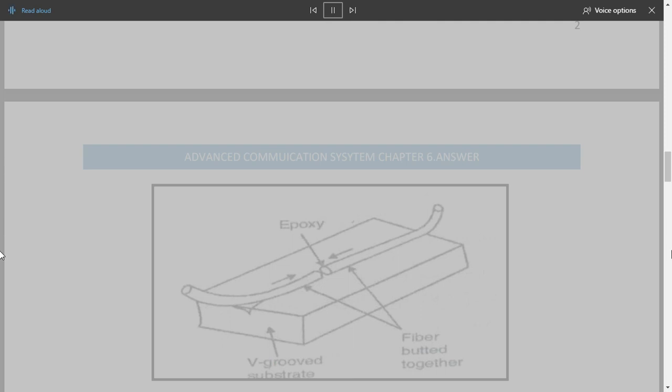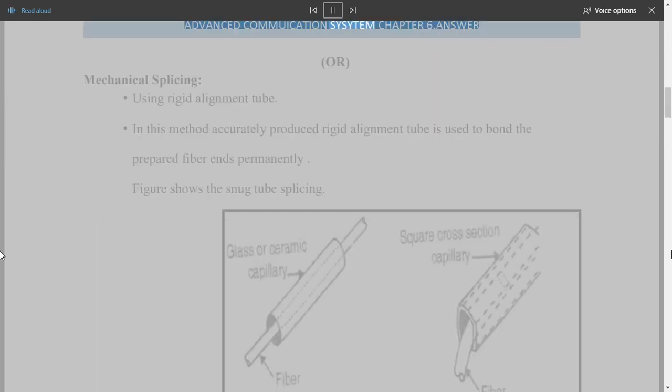Advanced Communication System, Chapter 6. Answer: or mechanical splicing, using a rigid alignment tube. In this method, an accurately produced rigid alignment tube is used to bond the prepared fiber ends permanently. The figure shows the snug tube splicing.